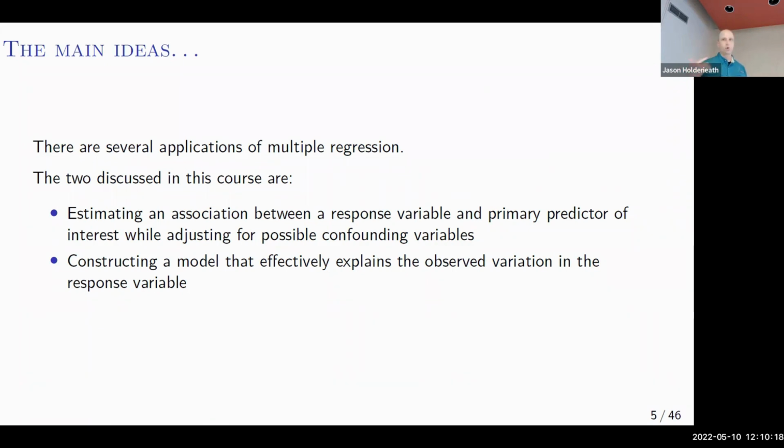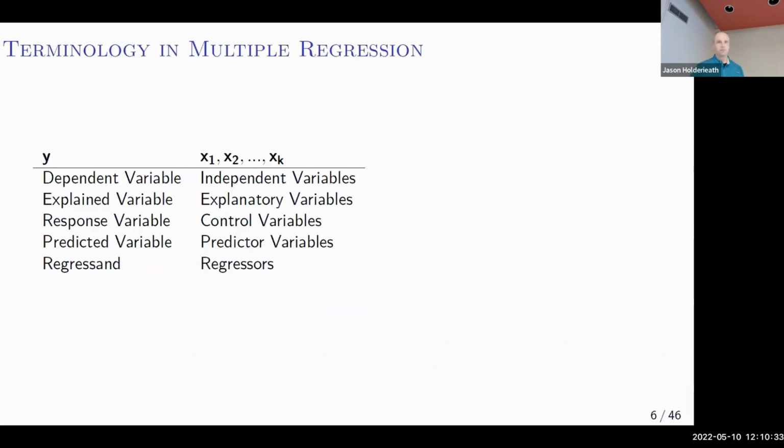Or you may want to control for all of the sources of variance that you can find, in constructing a model that effectively explains the observed variation of the response variable. That's what we're trying to do, just trying to account for the variation we see.